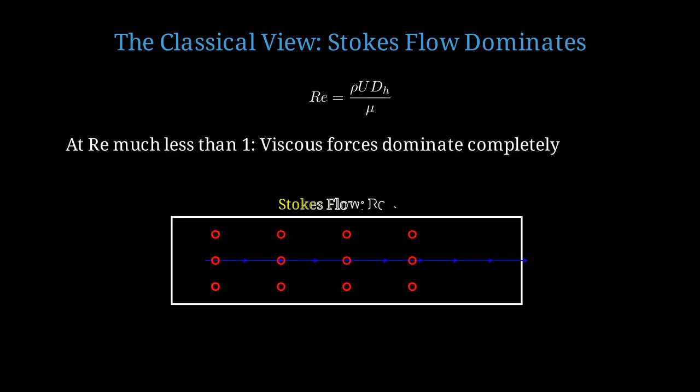Here's what Stokes flow looks like in a channel. The flow is perfectly laminar, and particles at different heights maintain their vertical positions. They just flow along with the fluid. But here's the key question. What happens when we increase the flow rate and push into the intermediate Reynolds number regime? This is where the magic of inertial focusing begins.